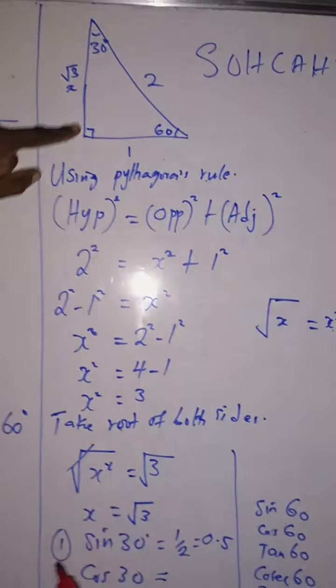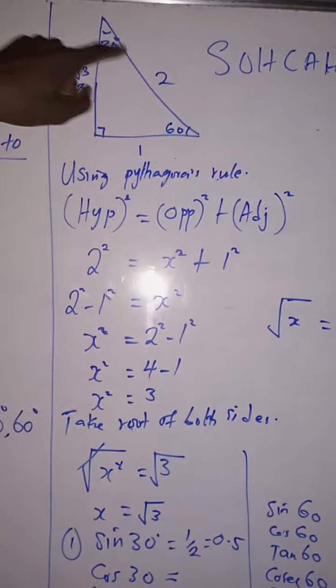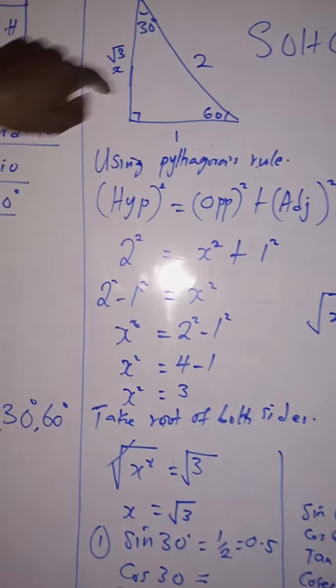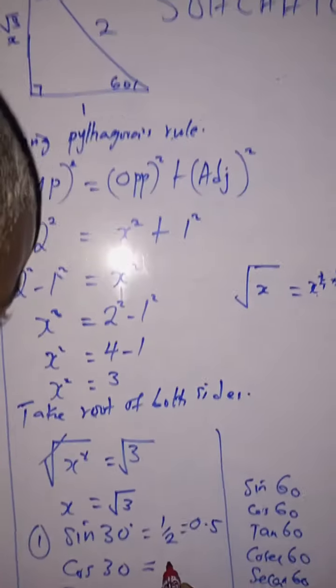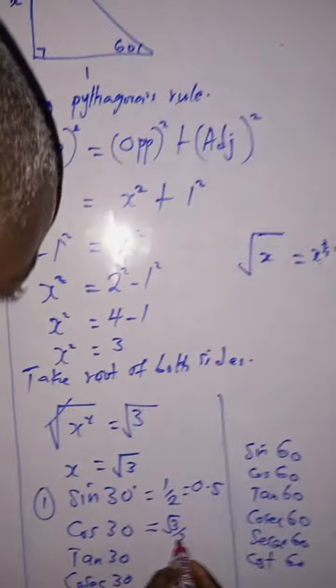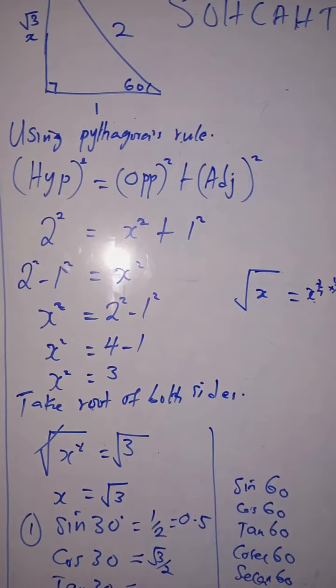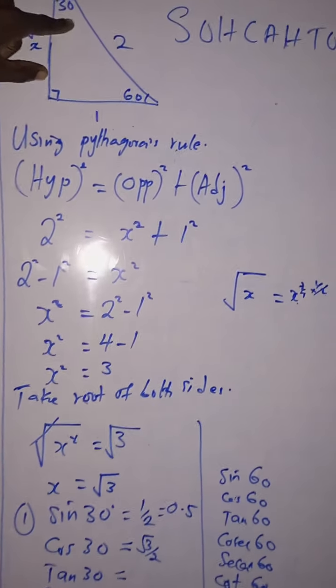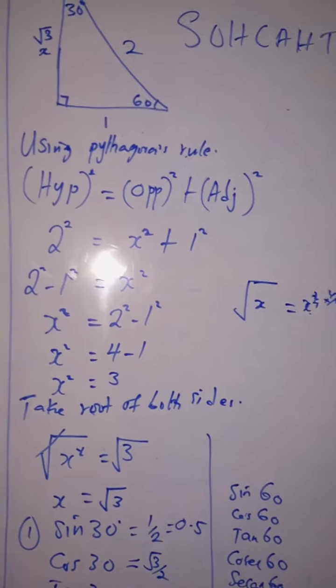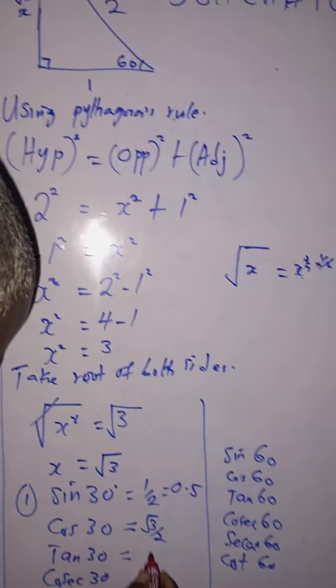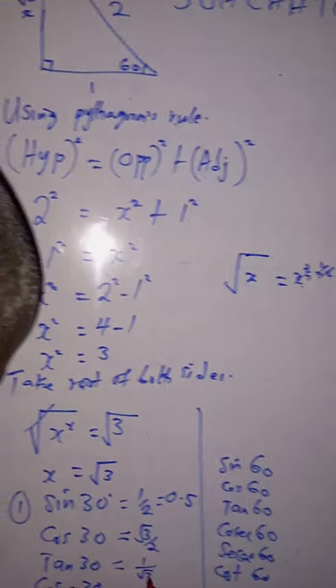Now cos 30. Cos is what? Adjacent over hypotenuse. This is my adjacent, as long as I'm considering this angle. Adjacent over hypotenuse, which is root 3 over 2. Then tan 30. Tan is what? Opposite over adjacent. So that's 1 over root 3.